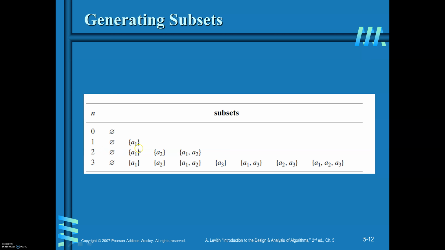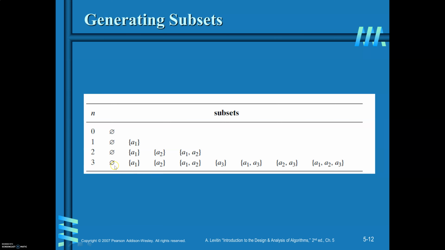Next, to generate all possible subsets of two items, write whatever subsets you got in the previous iteration as it is. Then include A2 for all the subsets. When you add A2 to null, the resultant is A2 itself. A1 union A2 is A1, A2. So these are the four possible subsets for two items.